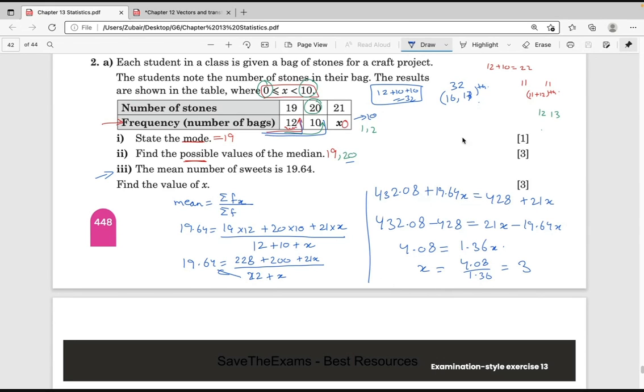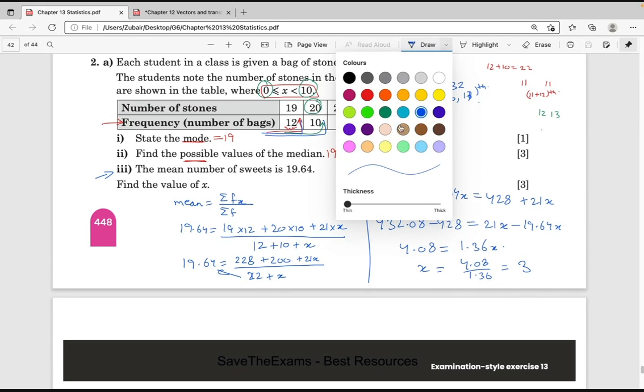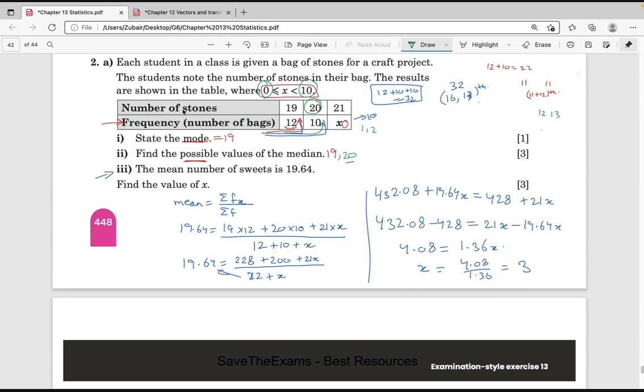Yes, sir. And it was supposed to be an integer. If we don't get the answer as an integer, if we are getting decimals, we'll recheck quickly, because these were numbers of bags, which cannot be in decimals.